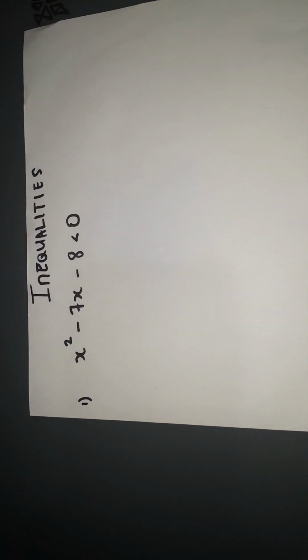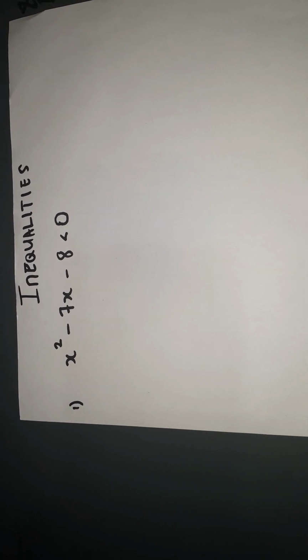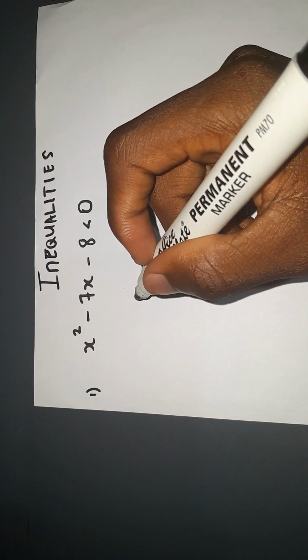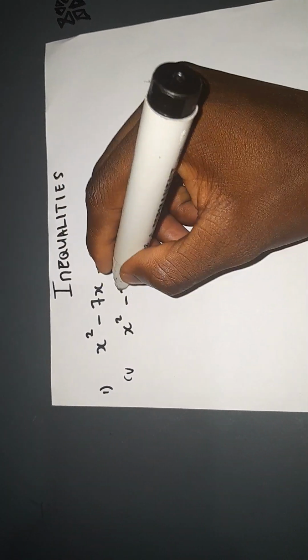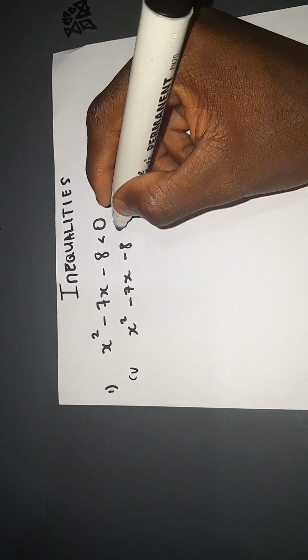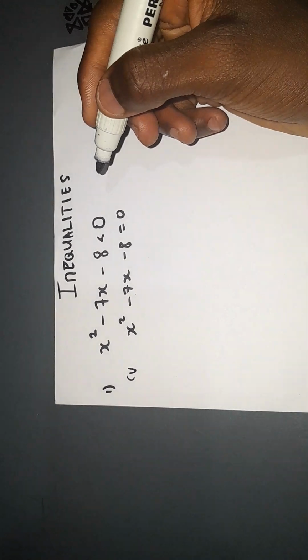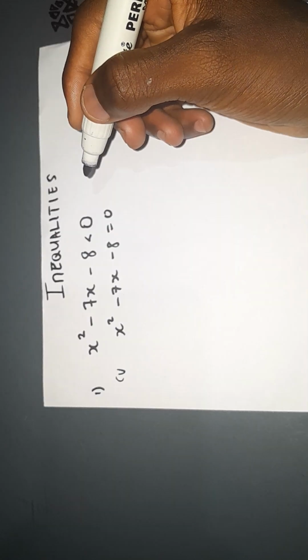Inequalities. Let's say we are given such kind of a problem, and it is x squared minus 7x minus 8 that is less than 0. So now, how do we tackle this? First of all, what we basically do is change it into a form of algebra, sort of like solving for x, since we must find the values or the factors.